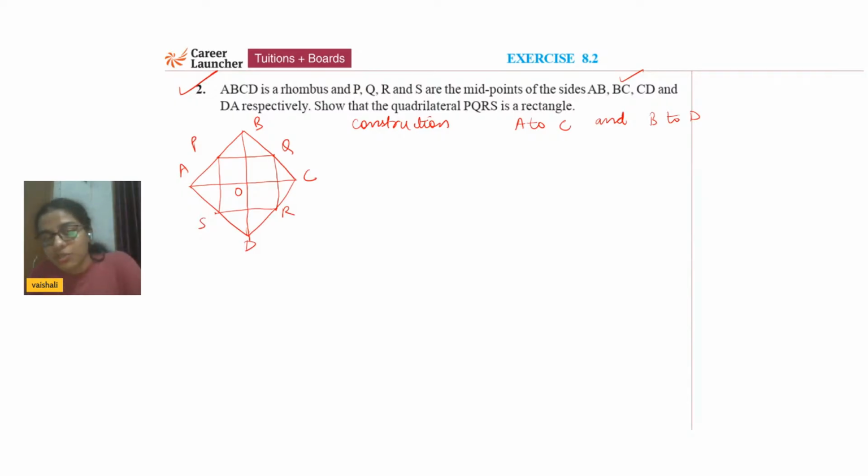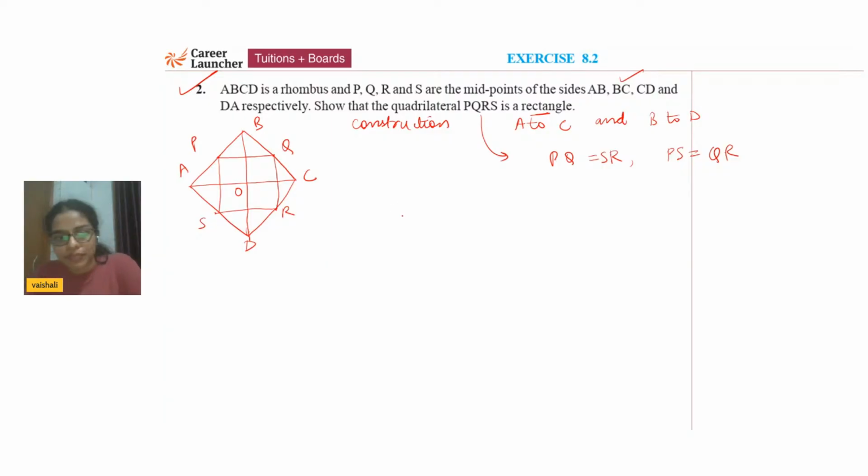So if I want to prove that PQRS is a rectangle, what can I show? What are the properties of a rectangle? Can you guys tell me? If I want to show that PQRS is a rectangle, I'll have to show that PQ is equal to the opposite side, which is SR, and PS must be equal to QR, which is again, these two sides are opposite to each other. And not only that, मुझे ये भी दिखाना पड़ेगा कि parallel भी है. Right? So, what condition can I make use of?